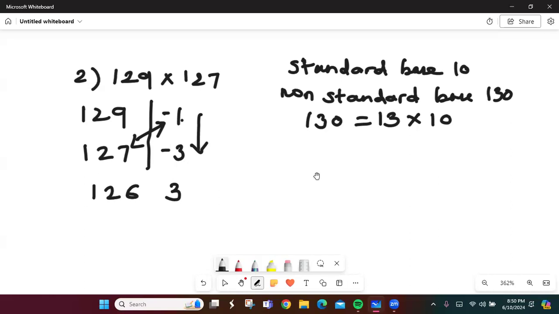Now, let me change the number in the left partition, 126, to the standard base. And since non-standard base is 13 times the standard base, I'll multiply 126 by 13. So 126 multiplied by 13 will give me 1638.